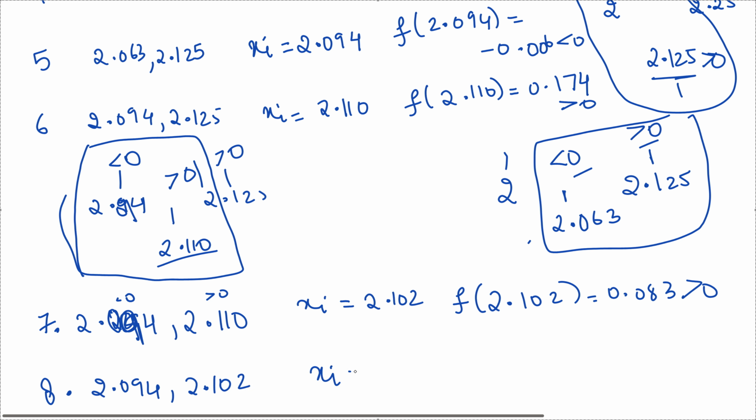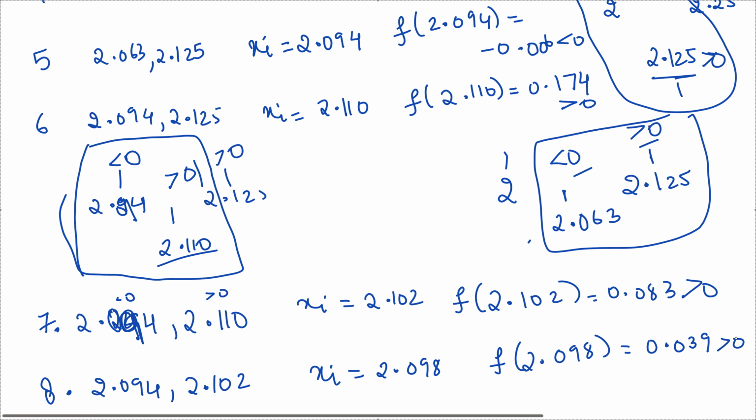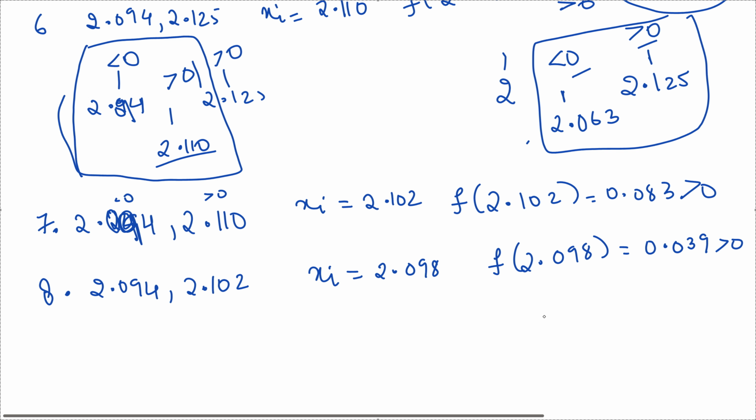Okay, now xi value is 2.094 plus 2.102 divided by 2 is 2.098. Okay, now f of 2.098 is 0.039, which is greater than 0 again. So by now it would be clear that since this is greater than 0, now we will take something less than 0. So this was less than 0, this was greater than 0. So we will obviously take 2.094 comma 2.098 as our interval.